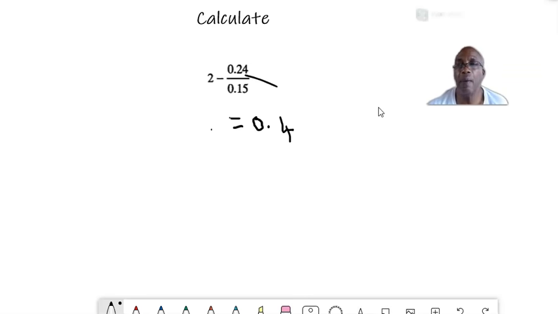So that's it. In most problems, you can do the whole calculation at once on your calculator. As long as you put in the right things on the calculator, then the calculator will follow the BODMAS rule and give you the correct answer. So let's go on to the second example.